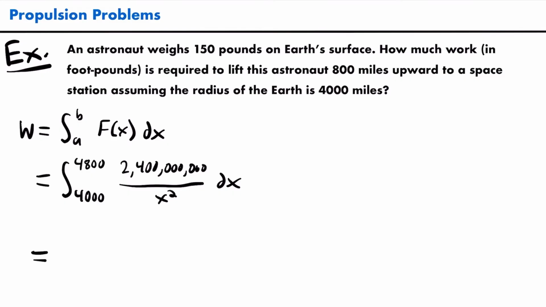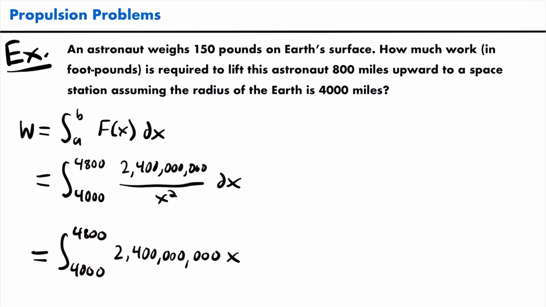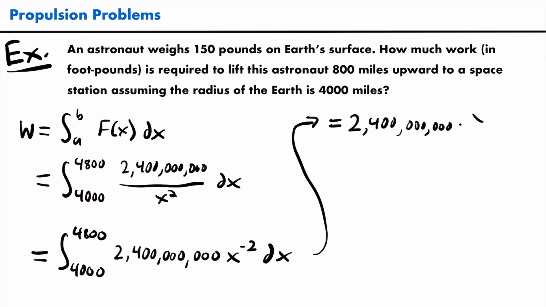So we could rewrite this to be equal to the integral from 4,000 to 4,800 of 2.4 billion times x to the negative second power, right? We can move this to the numerator by making that exponent negative, and now we can see how to integrate this by using the power rule of integration. So we'll have that this is equal to 2,400,000,000 times x to the negative first power divided by negative 1. And that will be evaluated from 4,000 to 4,800.